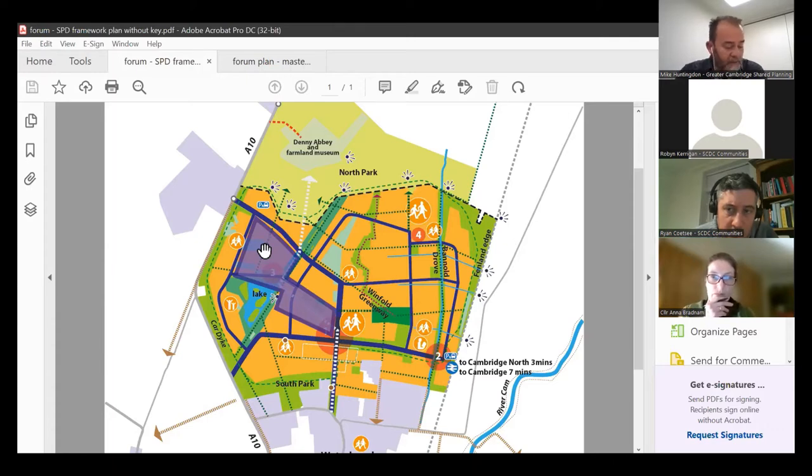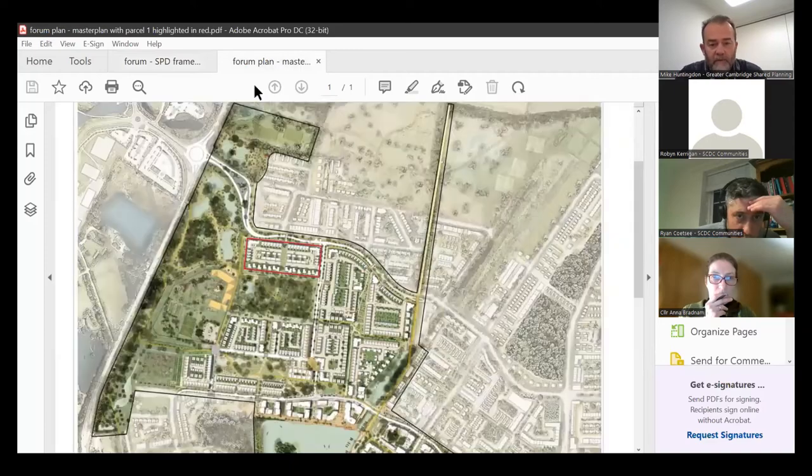That planning application was approved in August 2020, and for the last 18 months or so, the delivery of this infrastructure is what has been mostly taking place on the site. I'm just going to move on to another plan, because this might be helpful.